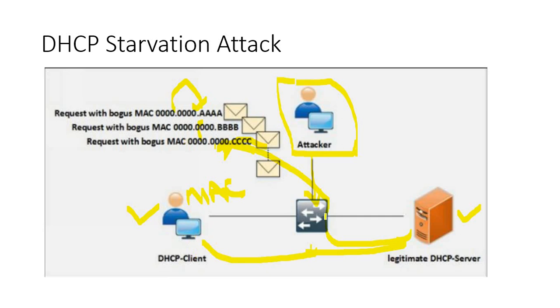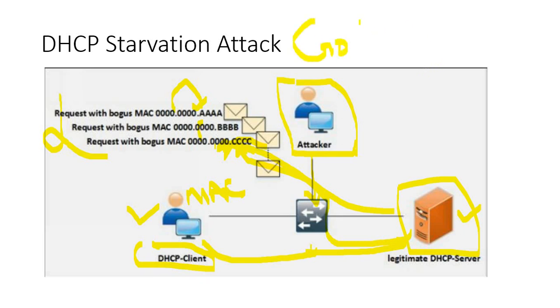Why? Because there are a lot of bogus, fake MAC addresses which suddenly come, and the server becomes very busy assigning IPs to all of them. So the legitimate client is going to be in the waiting list until all these MAC addresses get an IP. This is the starvation attack. You can carry out the starvation attack with the help of different tools, and one example is Gobbler. If you want, you can use it for the DSCP starvation attack.